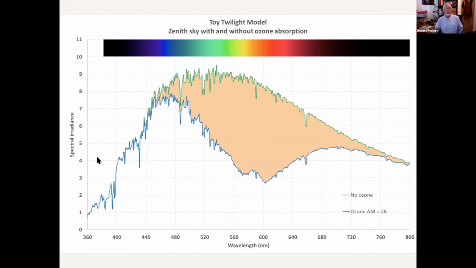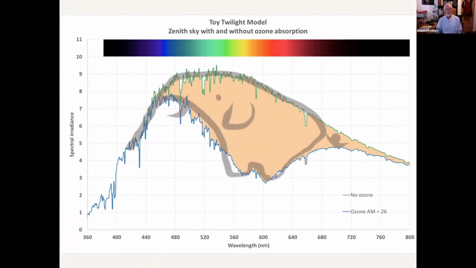This is the way I would model this. This blue spectrum at the bottom is the way the twilight really is with the ozone. If I remove the ozone from my model, we get the green curve above, and the space between is the light that's removed by ozone. And this is why I call it the elephant in the sky. It removes a huge amount of orange light from the sky and dramatically changes the color. Without this ozone absorption, the twilight sky at zenith would be a pale grayish yellow, and not the deep metallic blue that it is.